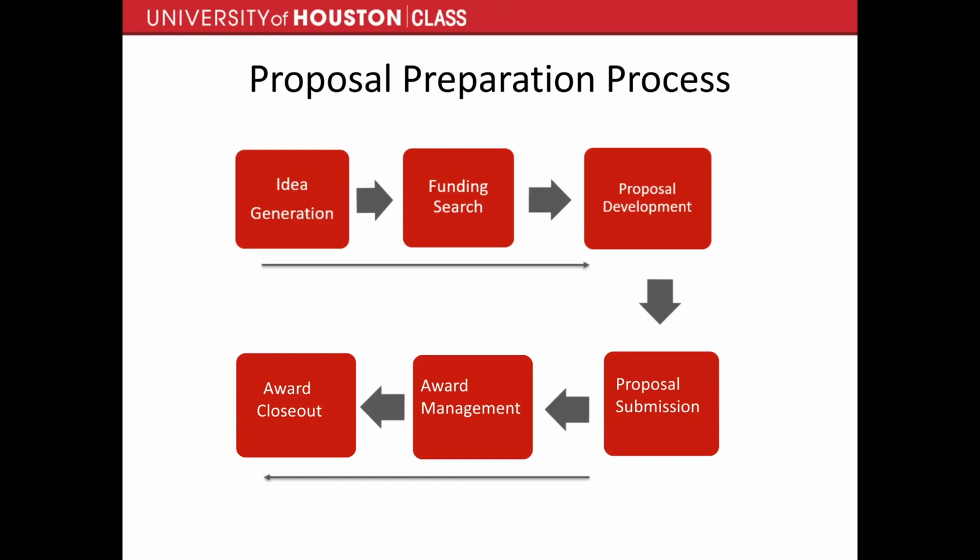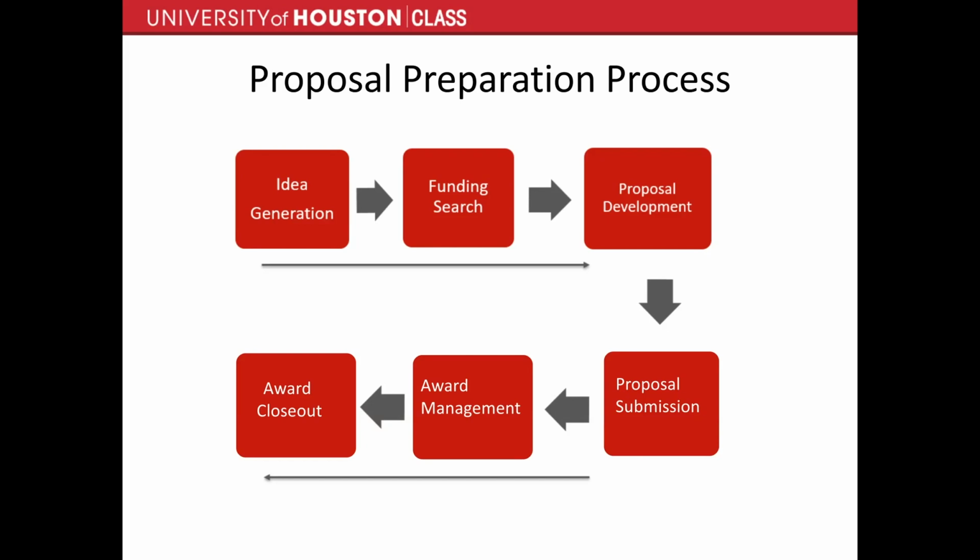The first step in the process is usually idea generation. Basically, this is when you come up with an idea for what you think might be a fundable research project. And so the next step would be actually finding funding opportunities to fund the project. Once you figured out which sponsors you want to pursue, the next step would be to develop the proposal, which to me is the fun part because there's so many moving parts to it.